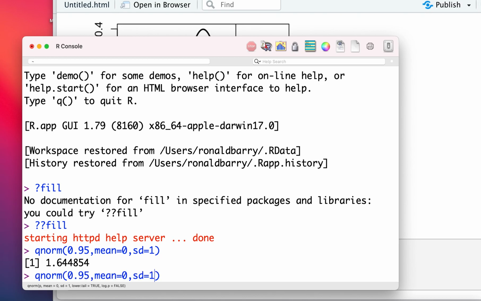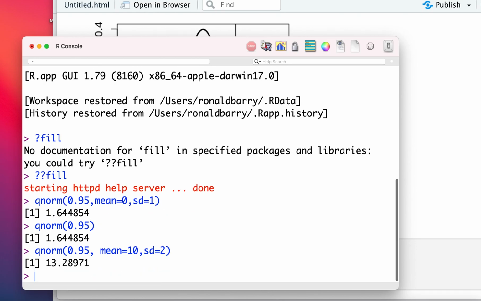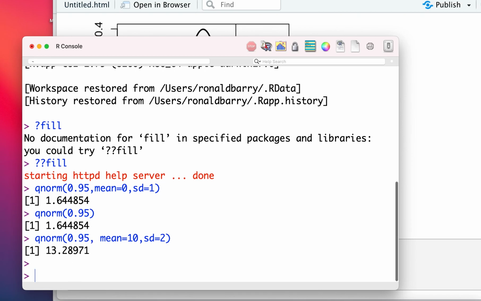By the way, when it's standard normal, you can actually leave off the 0 and 1 and just do that. If I had a normal that wasn't standard, like I wanted to know the cutoff for a normal with mean 10 and standard deviation 2, then I could do that too. For that particular normal, the value 13.28 would have 5% above it and 95% below it.